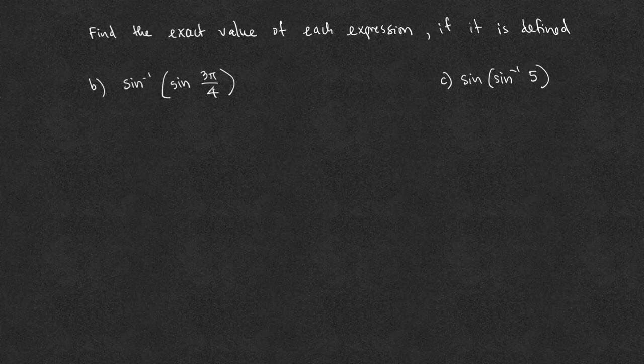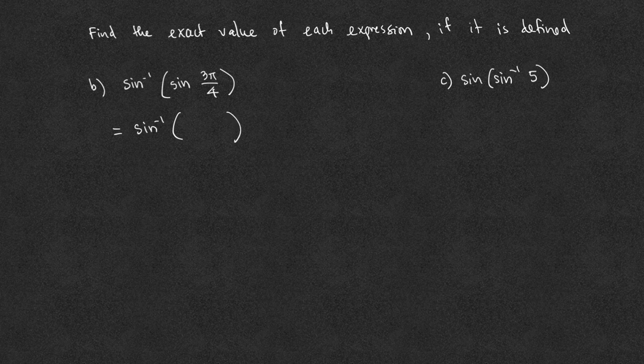Find the exact value of each expression if it is defined. Sine inverse of sine of 3 pi over 4 and sine of sine inverse of 5. For the first part, this is a composite of functions, so we would have to evaluate the inner function first.